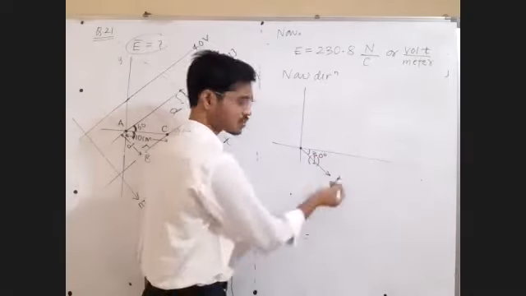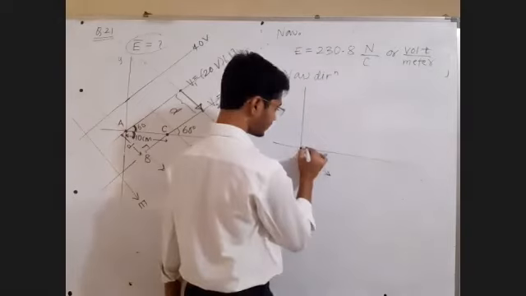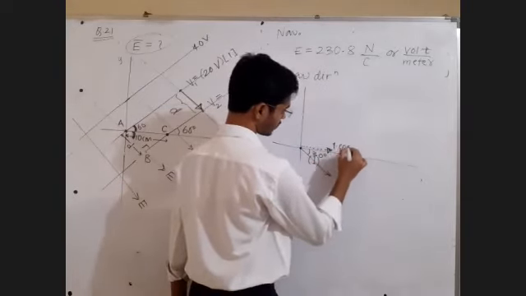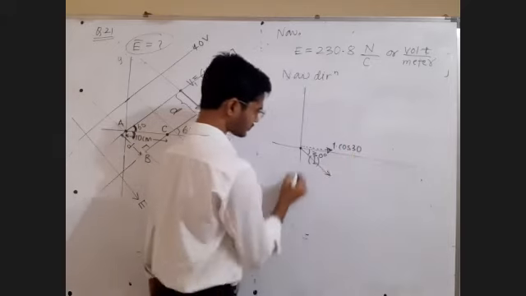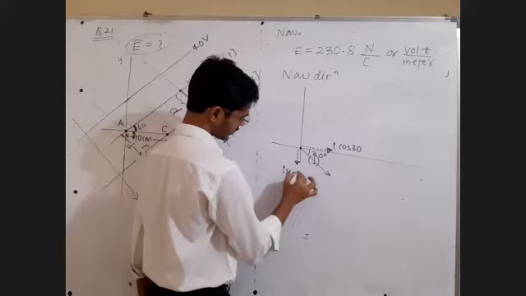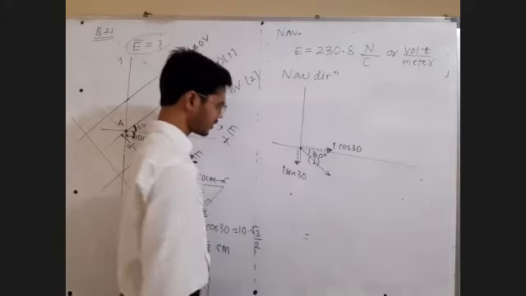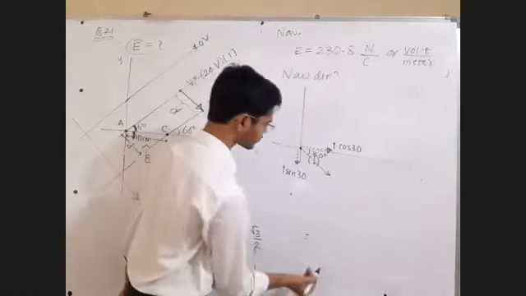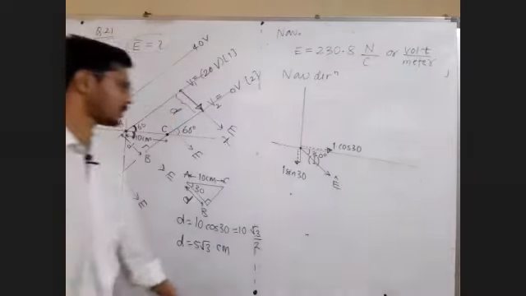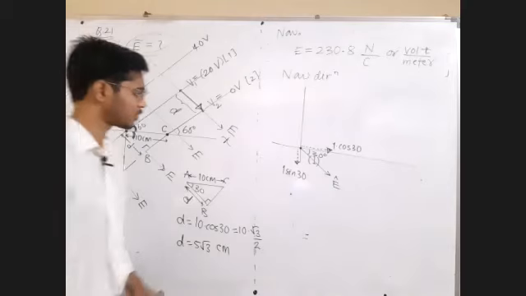Fine, just resolve the unit vector. This will be 1 cos 30. This will be 1 sin 30. Now this is the unit vector, the unit vector in the direction of electric field, E cap.